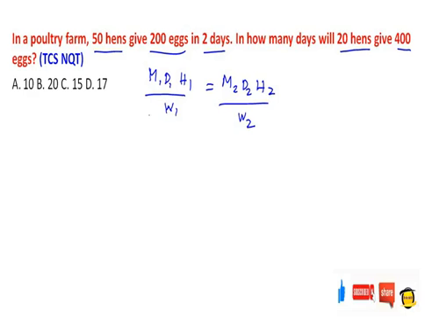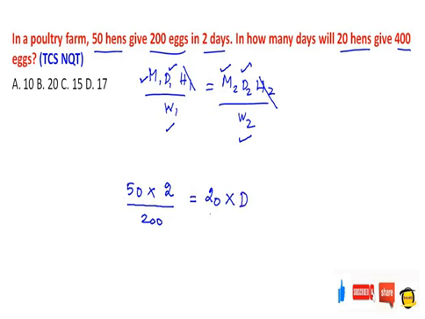Now it's all about substitution. We can replace M1 and M2 by the number of hens, D1 and D2 are the number of days, and W1 and W2 are the number of eggs laid. And since there is no information about the hours, we can ignore those two parts. Now let's substitute. So 50 hens take 2 days of time to lay 200 eggs, and that is equivalent to 20 hens will take how many days, which means we are trying to find out the number of days. So let's keep that as D. And how many days will they take to lay 400 eggs? So W2 is replaced by 400.